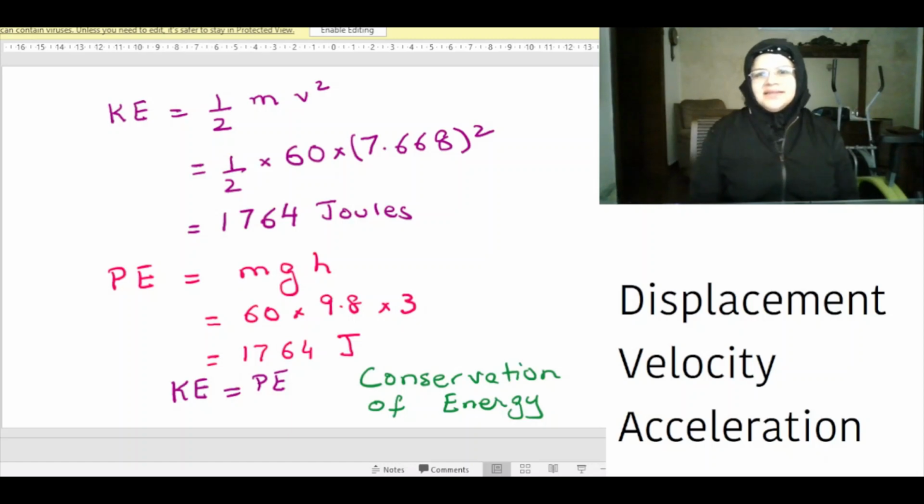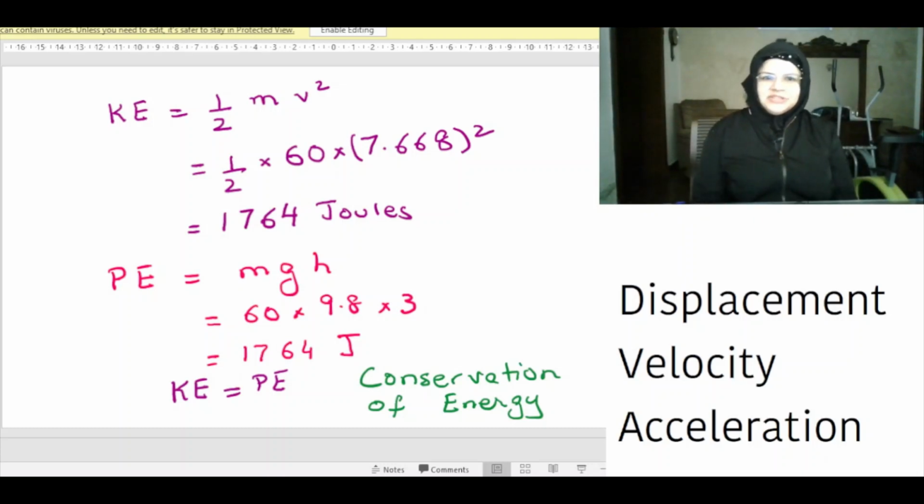When the person is 3 meters above the ground, that is on the top of the building, gravitational potential energy is equal to mgh, where m is the mass of the person, g is the gravitational acceleration, h is the height of the building or the distance the person is above the ground, giving us the gravitational potential energy of 60 multiplied by 9.8 multiplied by 3, which is equal to 1764 joules.